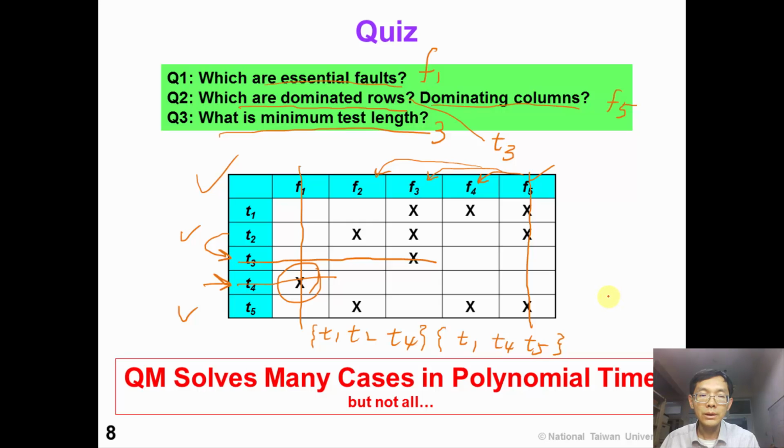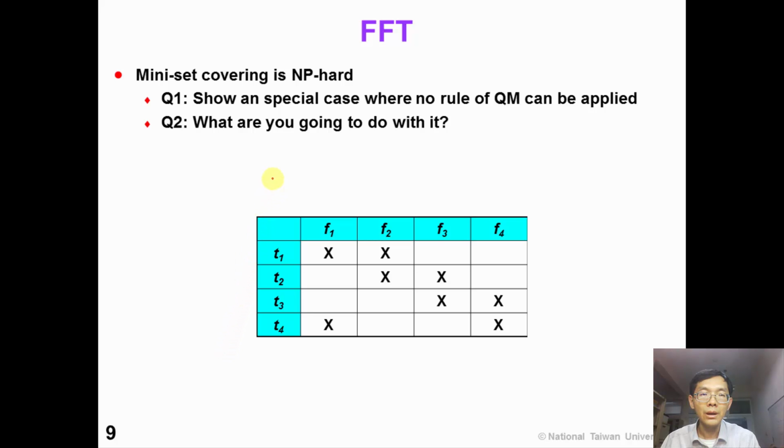So Quine-McCluskey solved many cases in polynomial time, but not all the cases. Here is an FFT for you. We all know that minimum set covering is an NP-hard problem. So please show a special case where no rule of McCluskey's method can be applied. And what are you going to do with this special case? Please think about this interesting FFT after the video.